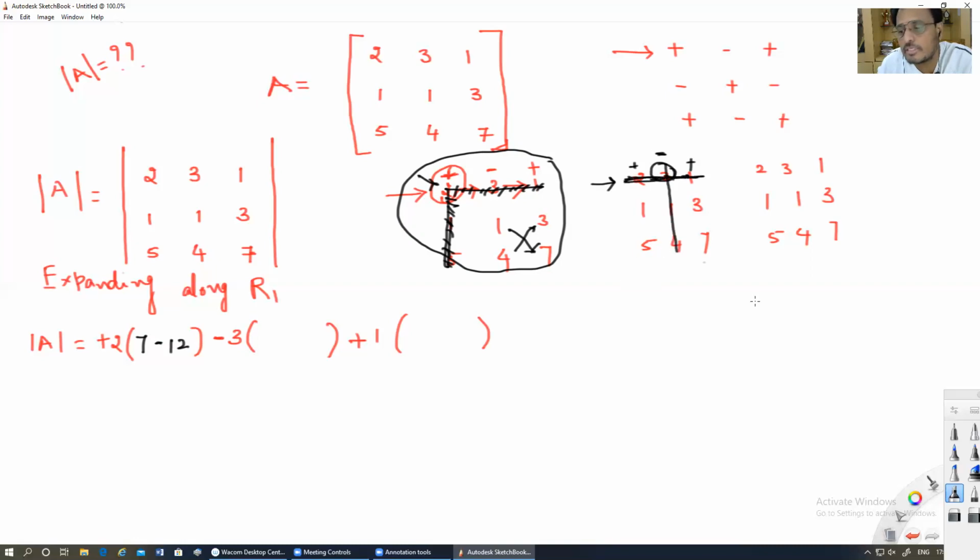Then the remaining 2 we have to cross multiply. So these 2, that is 1 into 7. Here you have to write 1 into 7 is 7, minus after that 5 into 3, 15. Next, we are going with first row only. So this is also completed. We are expanding along the first row, that is plus, minus, plus.